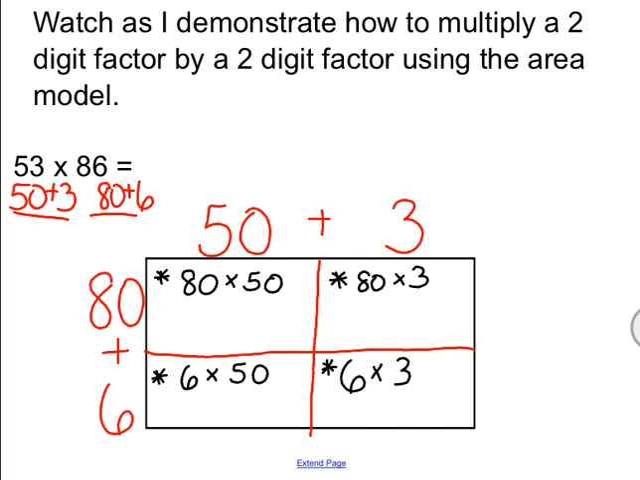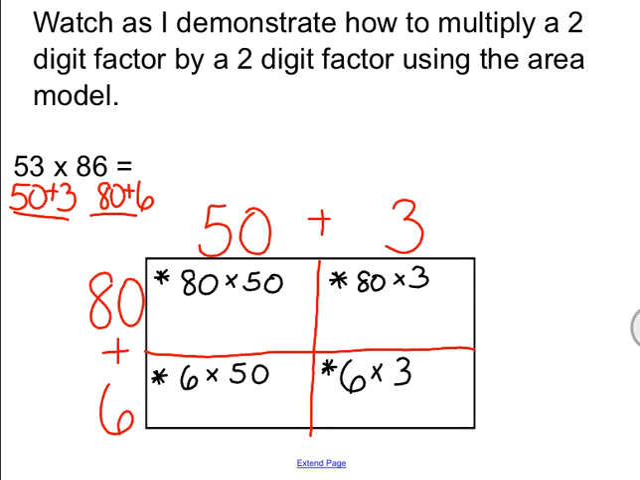Normally we would do one box at a time, but I'm showing you for placement, because some children are getting confused on which numbers to multiply for each box. So now I have to get my 4 partial products, and then I will add them up. All right, so let's start with the first box.